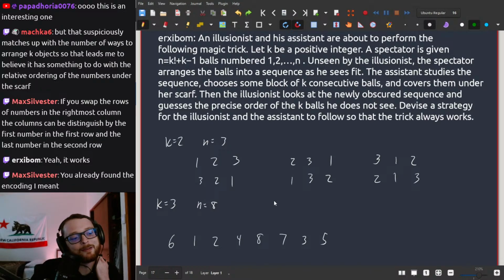It would be cool if we could find some type of arithmetic relationship between what's covered and what's uncovered. That's probably difficult to do generally, though.